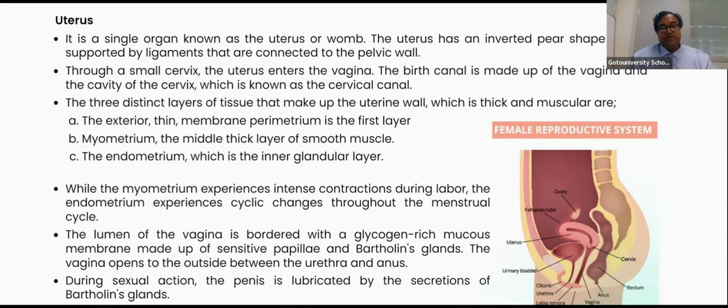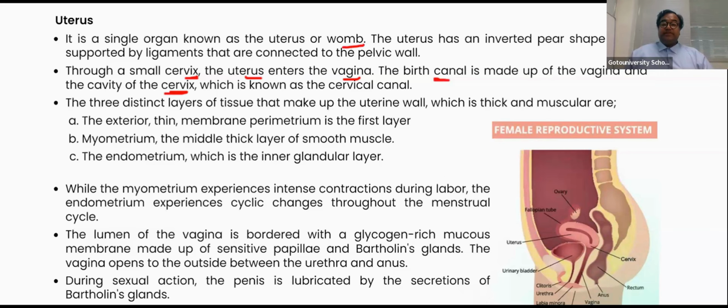So the uterus is also called the womb. The uterus looks like an inverted pyramid-shaped or pear-shaped structure. The uterus enters the vagina through the cervix. The cervix is nothing but the birth canal. I already told you n number of times, cervical canal or birth canal. This cervical canal or birth canal is made up of the vagina and the cervix cavity. So the cervix cavity and vagina together make the birth canal, right?